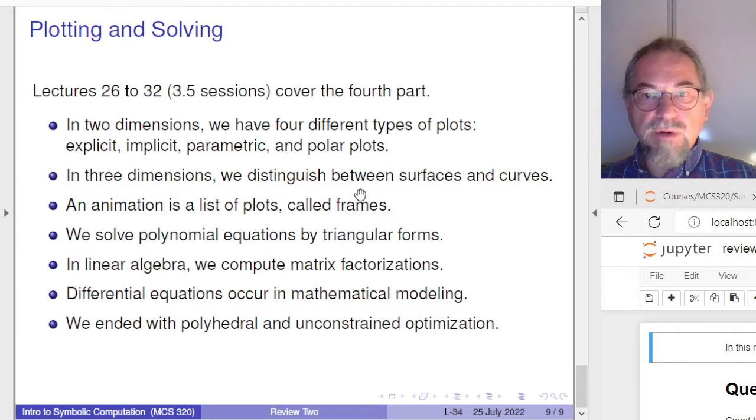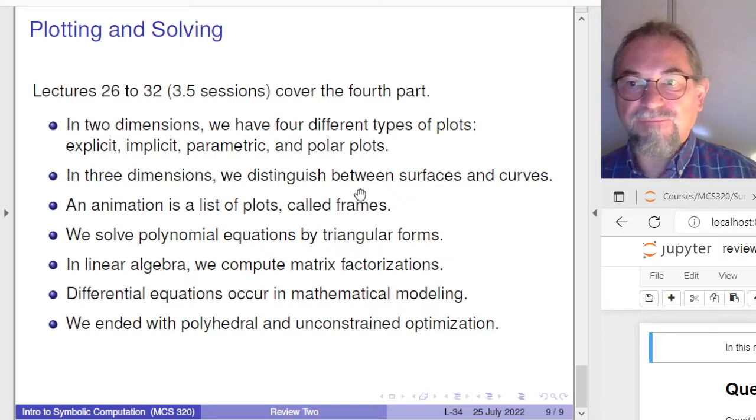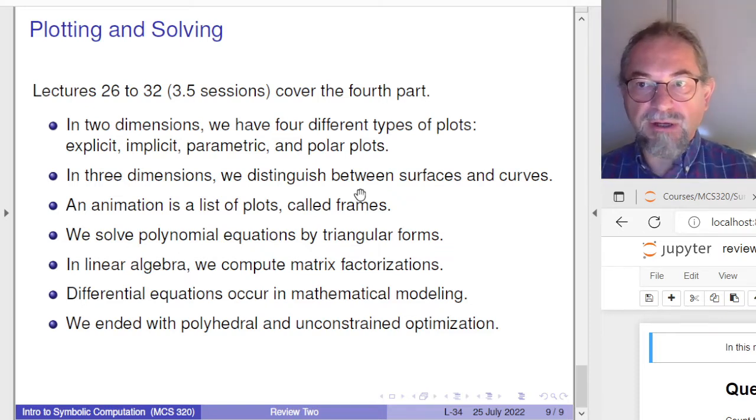So it splits kind of halfway into the plotting, where we started with the 4 types of plots in 2 dimensions. In 3 dimensions, we first started to distinguish between surfaces and curves. And both surfaces and curves may be defined explicit, implicit, parametric, and via polar coordinates. Animations are sequences of plots. We call them frames. One can build a plot piece by piece, first computing the plots, and then before rendering them, one can add computed plots together. One can build very nice animations with this. So in a way, an animation is already an application of the 2 and 3 dimensional plotting.